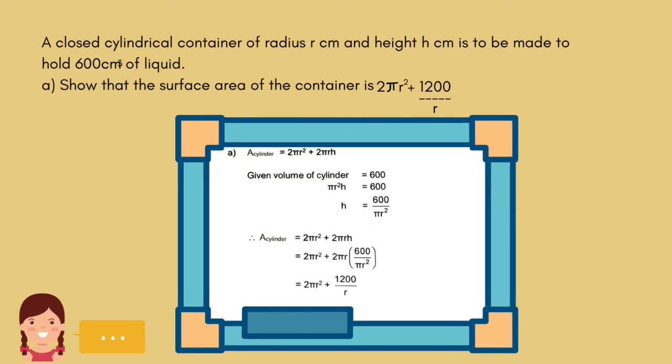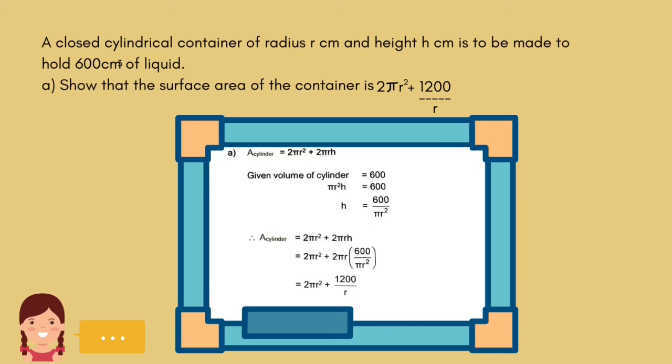For the solution of question A, we should know how to show the surface area of the container is 2 pi r squared plus 1200 over r. First, write the area formula for a cylinder: 2 pi r squared plus 2 pi r h. From the question, the given volume of the cylinder is 600. So, rewrite the volume formula: pi r squared h equals 600. Then we get h equals 600 over pi r squared.